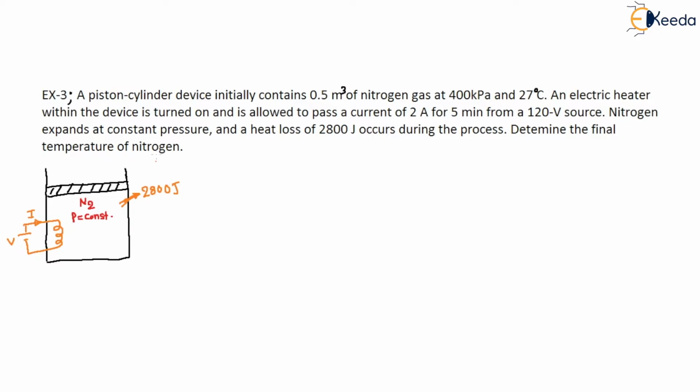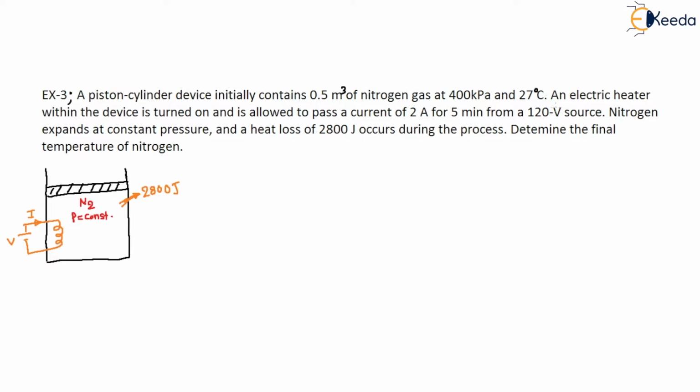If you take a piston cylinder arrangement device that initially contained 0.5 meter cube of nitrogen, that means the volume is given, and at 400 kilopascal and 27 degrees centigrade, that means the property is given. What property is given? The initial property: the volume of the nitrogen is 0.5 meter cube, and its pressure and temperature are given.